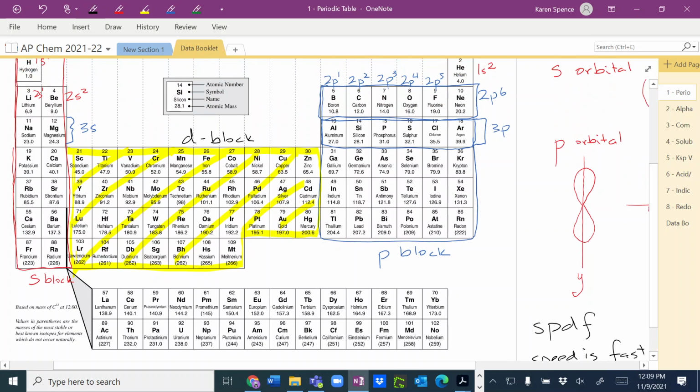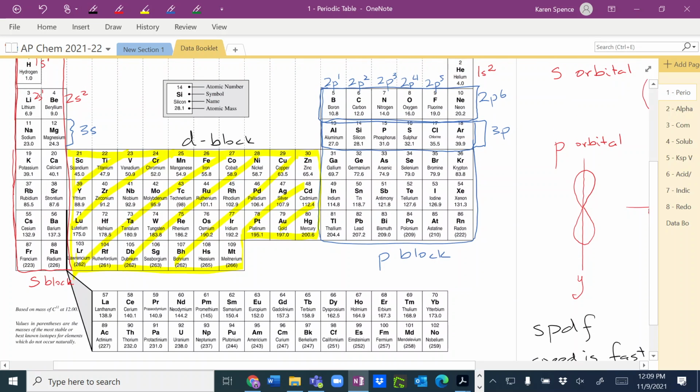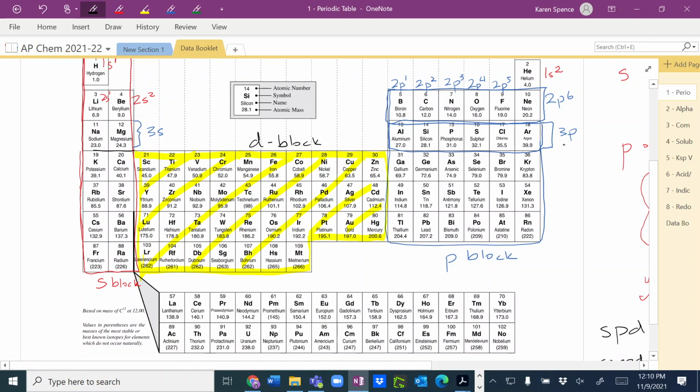Now, do you guys remember what happens with our D block? If all was well, we would go 3p, and then here we would have our 4s, and if life was good to us, these would now be the 4D, but they're not. What are they? This is our 3D. Yes? Okay, and then we would have our 4D down here, and then our 5D, and then our 6D.